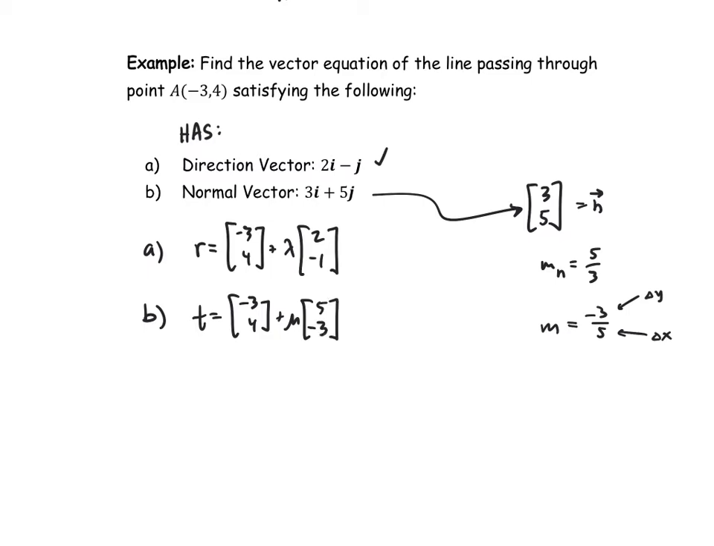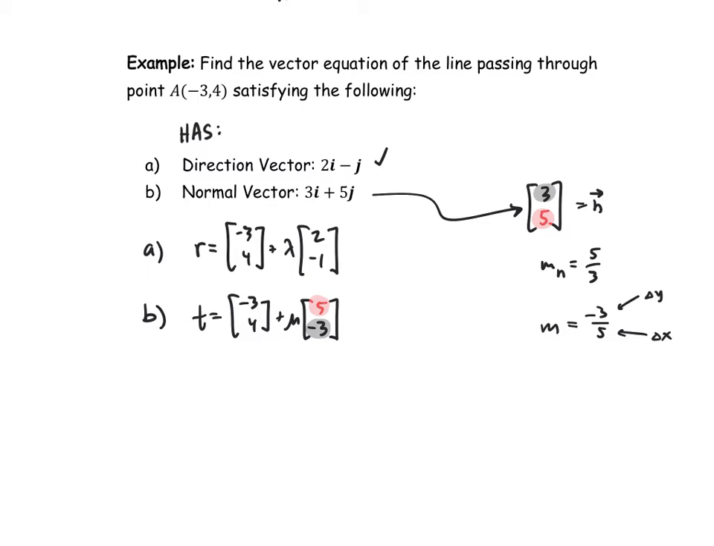So take a look at how these two vectors compare. Negative 3, positive 3. That's the difference between change in y and change in x. And positive 5, positive 5. Now, we only change the sign on one of the values. It doesn't matter.